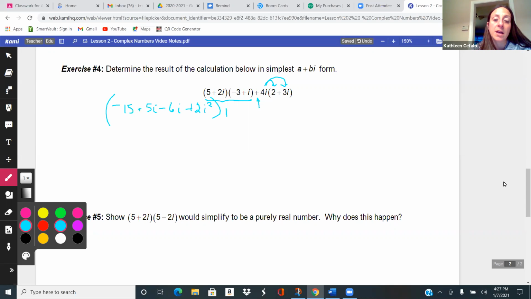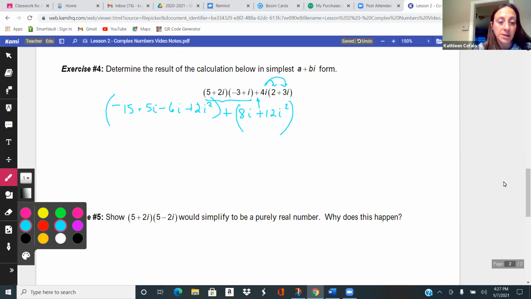Let's go back and let's do this 4i and let's distribute that. So 4i times 2, I have 8i. 4i times 3i, we're going to have 12i squared. Okay, and this is all one group.